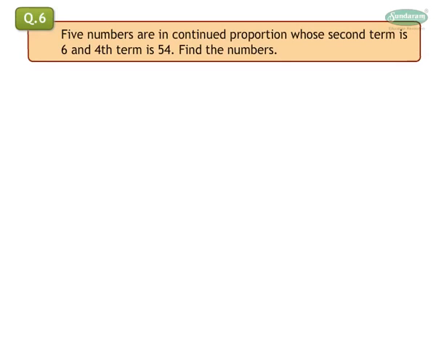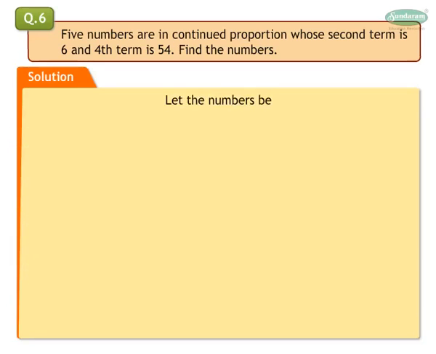Question 6. 5 numbers are in continued proportion whose second term is 6 and fourth term is 54. Find the numbers. Solution. Since the numbers are in continued proportion, we write the numbers as a, ak, ak square, ak cube, ak raised to 4. The second number ak is equal to 6. The fourth number ak cube is equal to 54.